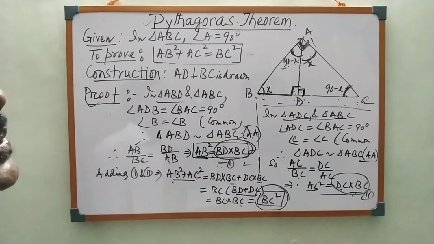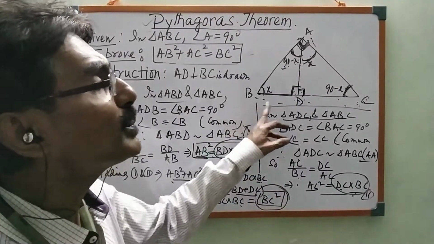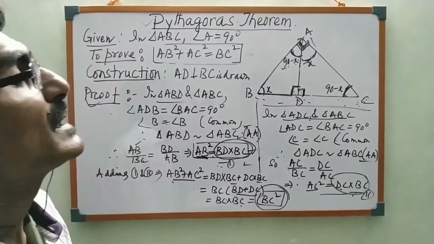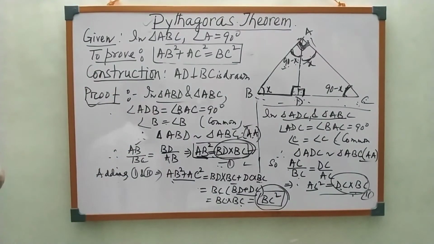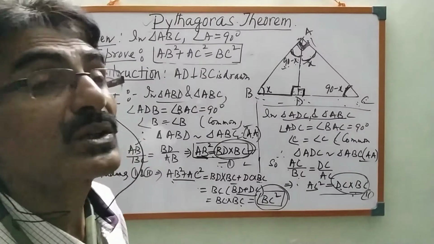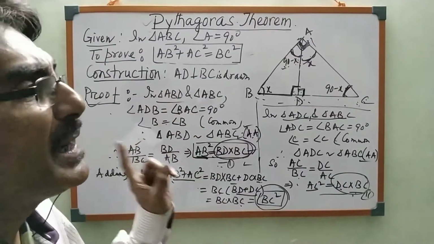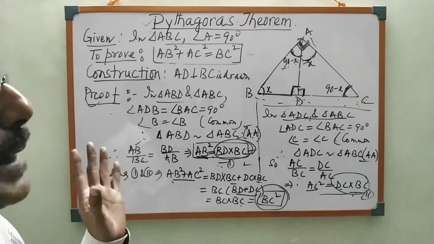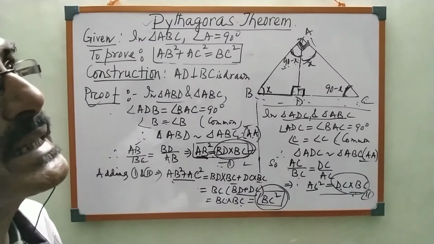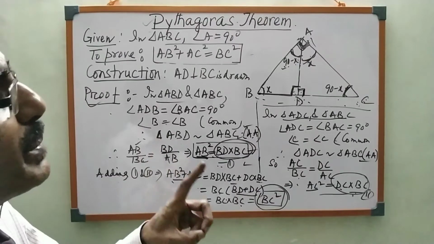So what is the final conclusion? Yes, in a right angle triangle, the square of the hypotenuse is equal to the sum of the squares of the other two sides containing the right angle. That we have proved. Many applications of this theorem you have to do from your book, exercise 6.5. Next day will be discussed.